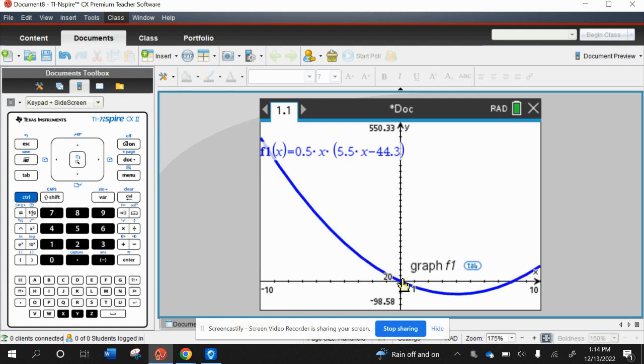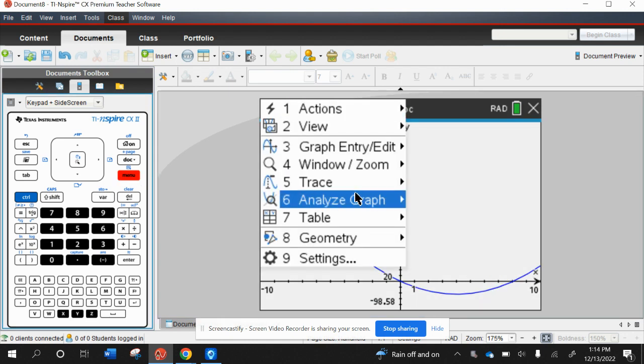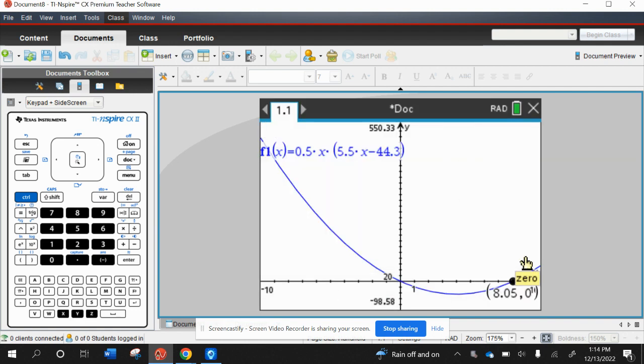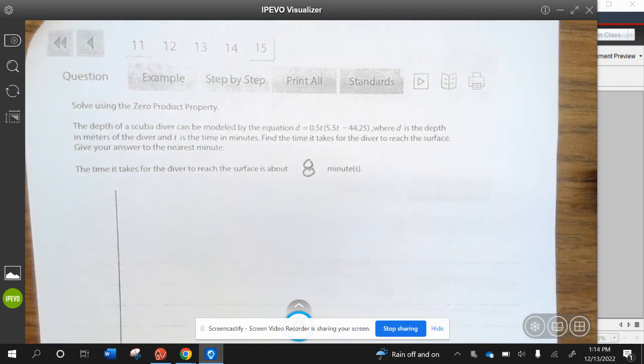Now, this graph's going to be okay. We don't need to, but here's a diver. He's underwater, underwater, and then here's where he hits the surface. So we're going to go to menu, analyze graph, 0, click, drag, and we can see that rounded to the nearest minute would be 8 minutes. Okay, so the time it takes for the diver to reach the surface is about 8 minutes.